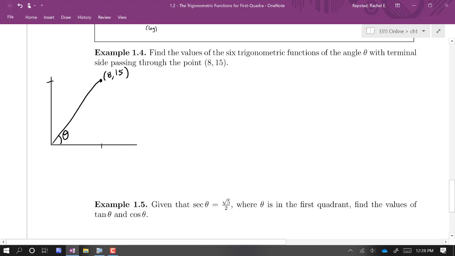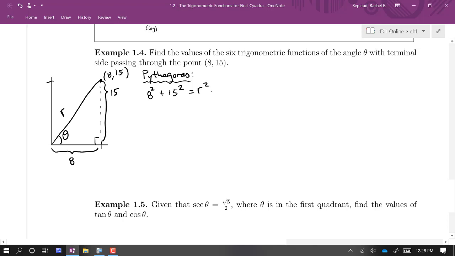So they've given us some measurements. The first thing I'm going to do is drop down this perpendicular. I want to draw that right triangle. So the length along the bottom here is 8. This length here is 15. And we need to know the value of the hypotenuse, and we can use Pythagoras to help us find that. So Pythagoras says that 8 squared plus 15 squared is equal to r squared.